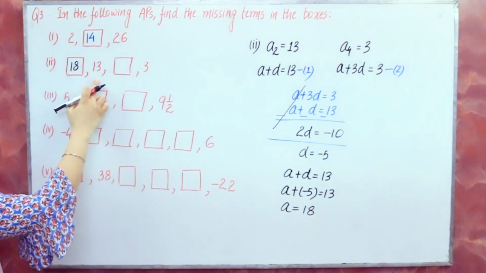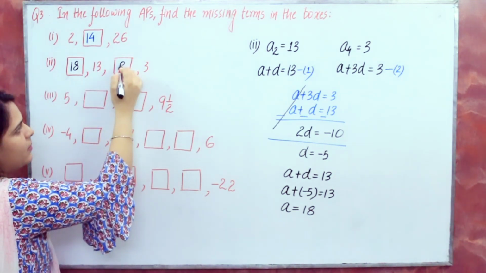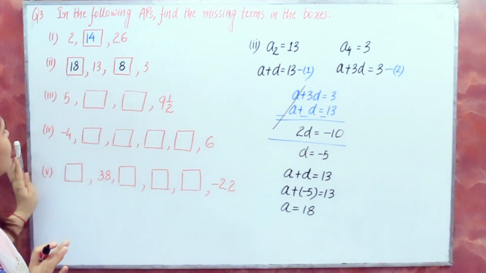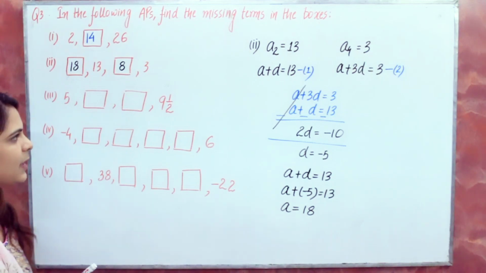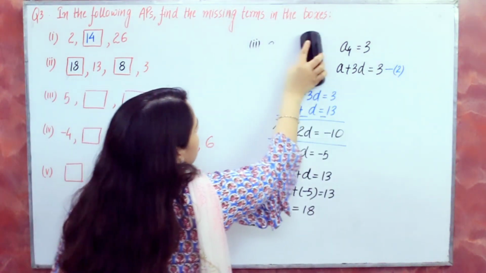So 18 minus 5 is 13, and again 13 minus 5 will be 8, and 8 minus 5 is 3. So this is our second part. Similarly, you can solve third part also. Let's solve this part also.